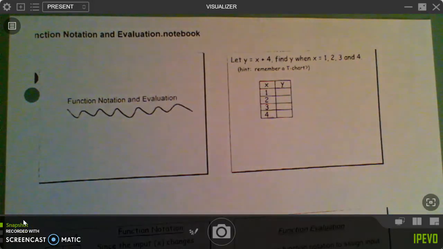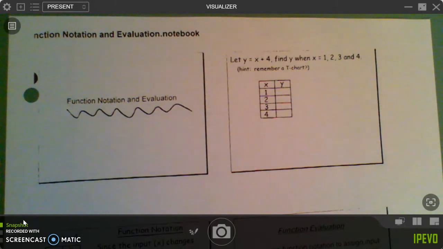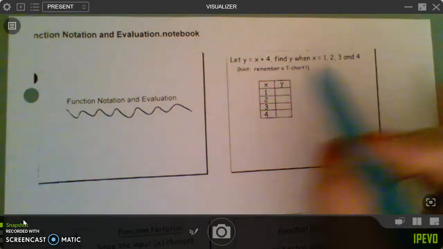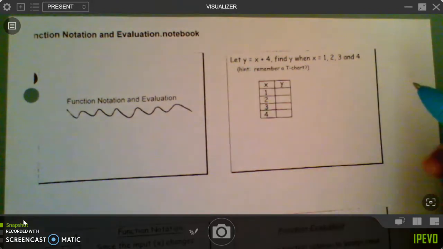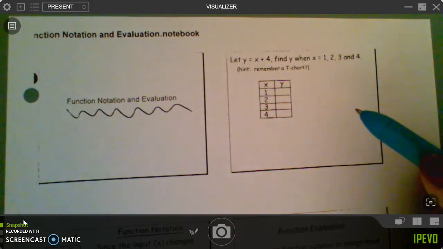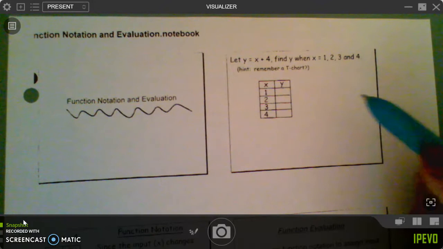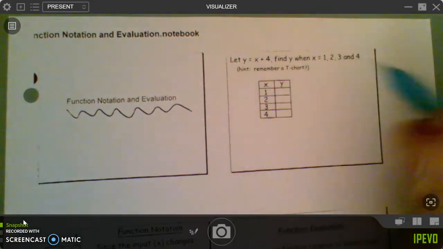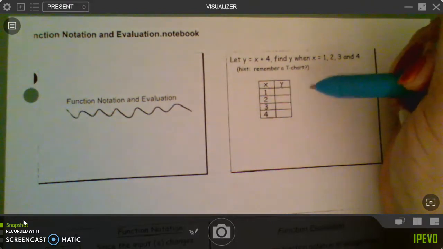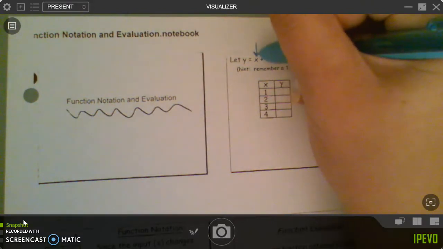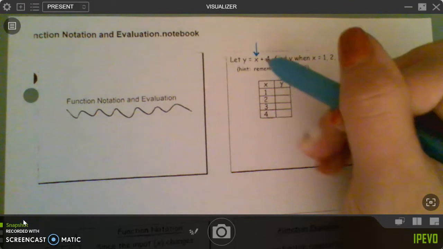Hey guys, so today we're learning about function notation and evaluation. So previously, you've had problems that say let y equal x plus 4, find y when x equals 1, 2, 3, and 4. Hint, remember a t-chart. So previously we said, okay, well, if this is your t-chart, we're plugging in the 1 into this.